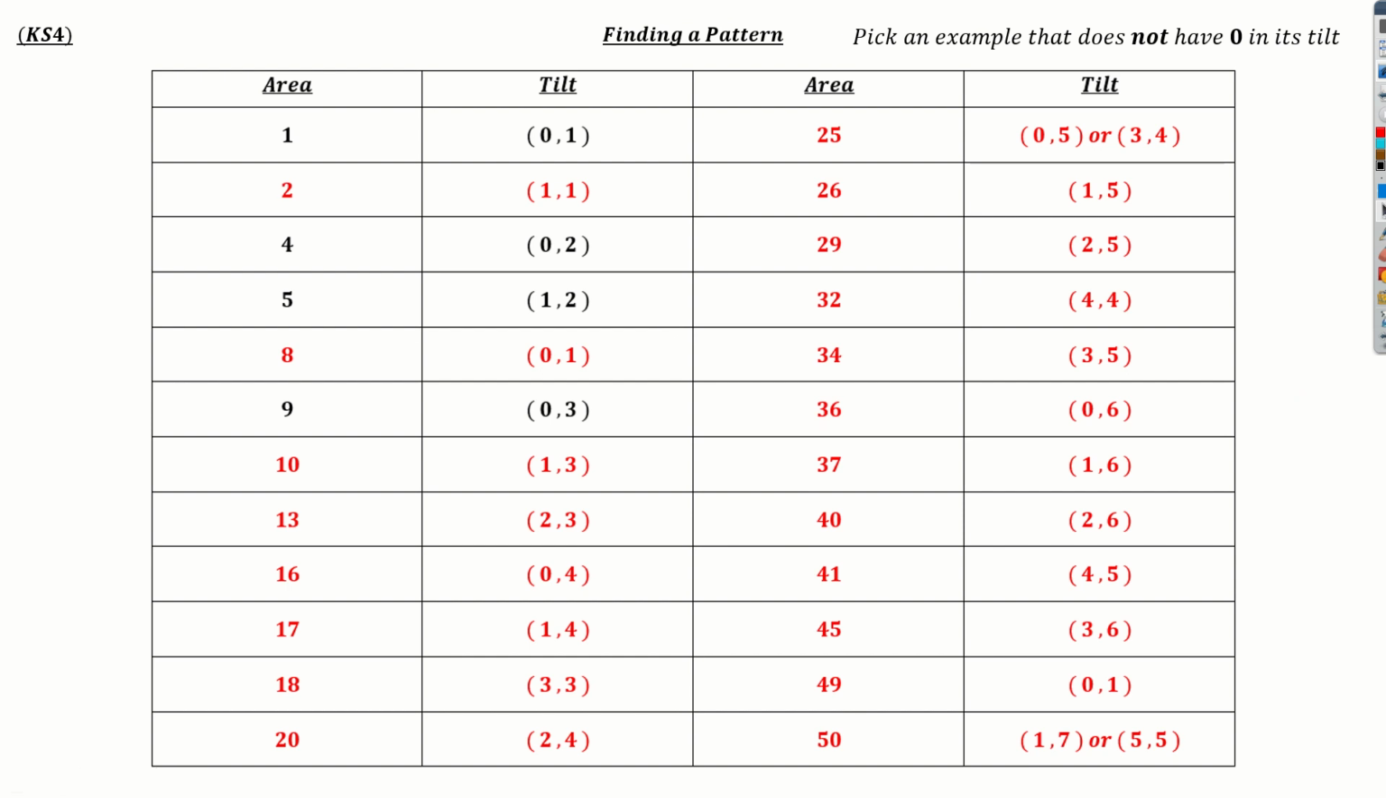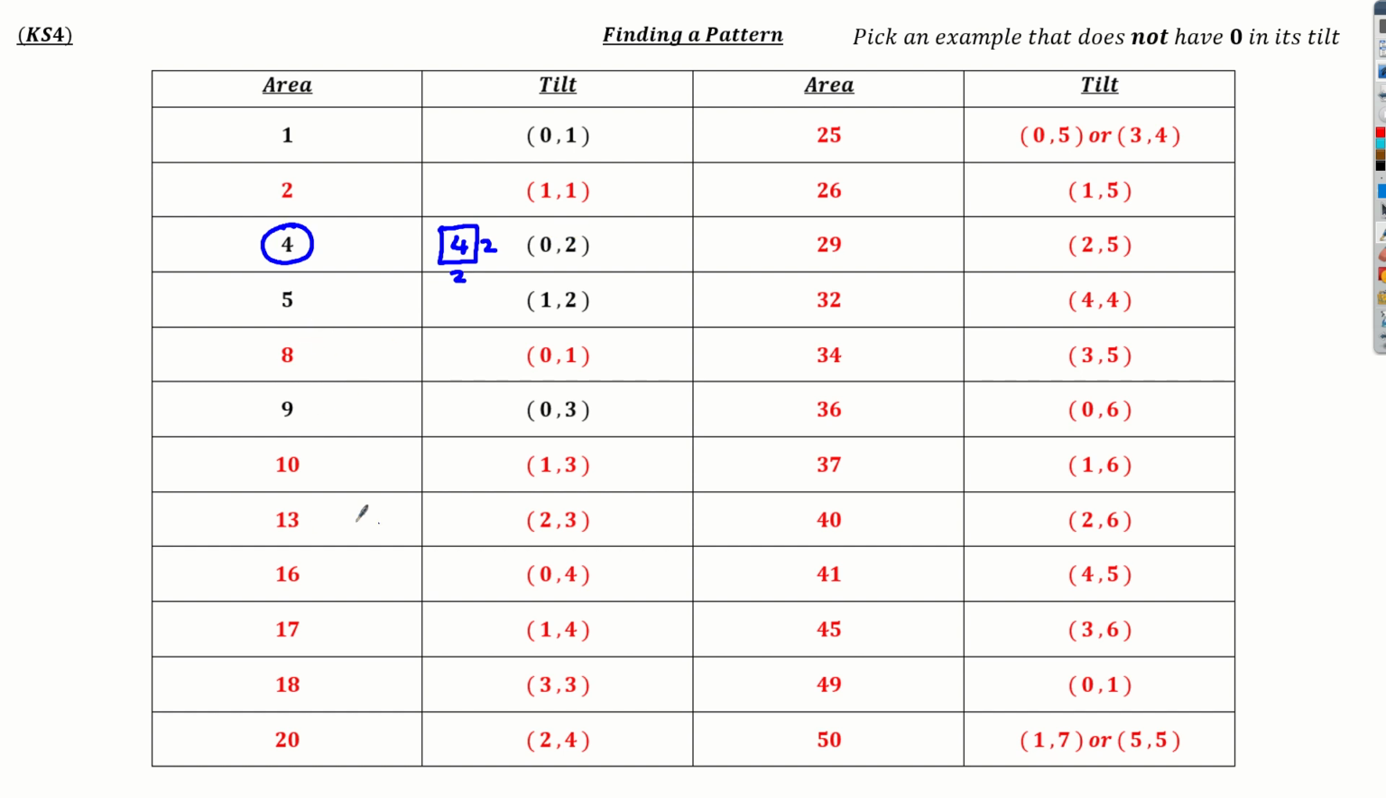So if I pick a couple, so a 4, this one here, I can make an area of 4 by drawing a square that's got a tilt of 0, 2. Okay, now what that would mean is that it's just an upright square that's not really tilted, but it's 2 by 2. Okay, and that would have an area of 4, wouldn't it? Okay, so that would be that example there.